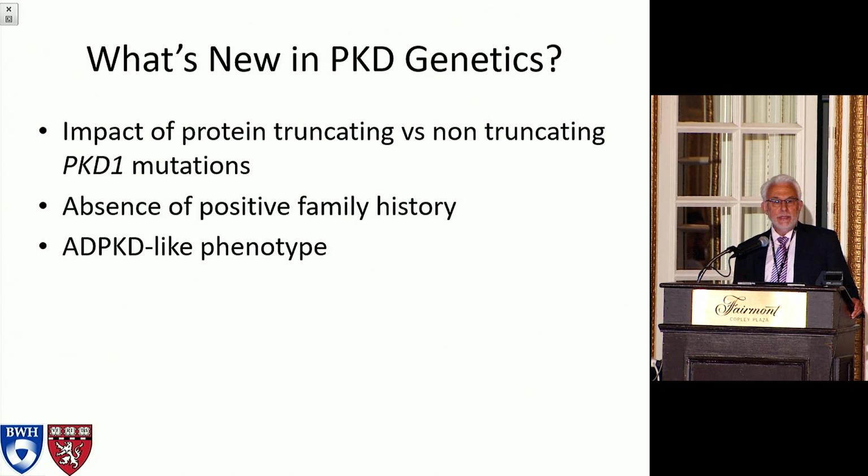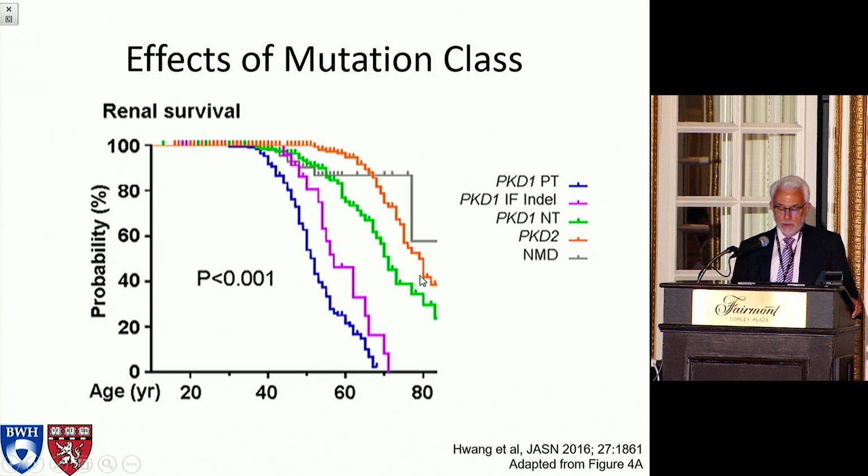So what's new in PKD genetics? I'm going to talk about protein truncating versus non-truncating PKD1 mutations when there's absence of a positive family history and an ADPKD-like phenotype. So what are protein truncating and protein non-truncating mutations? A protein truncating mutation is one where the mutation occurs and prevents the RNA from being transcribed, and there's no protein produced. And these are the most severe mutations.